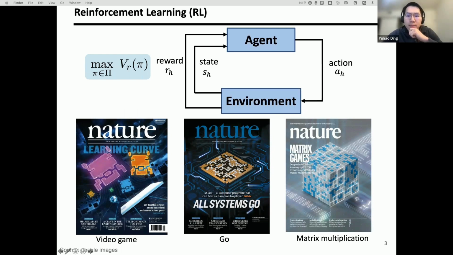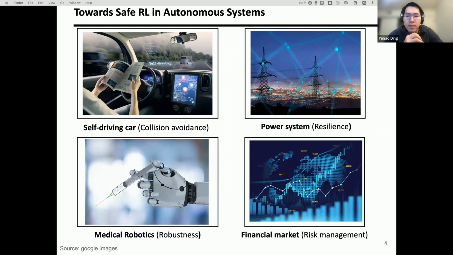Reinforcement learning has been one of the hottest topics in AI by demonstrating its capability of attaining human-level performance in video games, beating the champion Go player, and more recently discovering novel, efficient, and provably correct algorithms for fundamental tasks, such as matrix multiplication. However, unlike these simulation-based systems, such as video games or Go, in many applications of autonomous systems, the existing reinforcement learning techniques are not yet applicable or are too risky to deploy due to safety requirements. For example, collision avoidance in self-driving cars, the resilience requirement of the power network, the robustness of medical treatment, as well as risk management in the financial market.